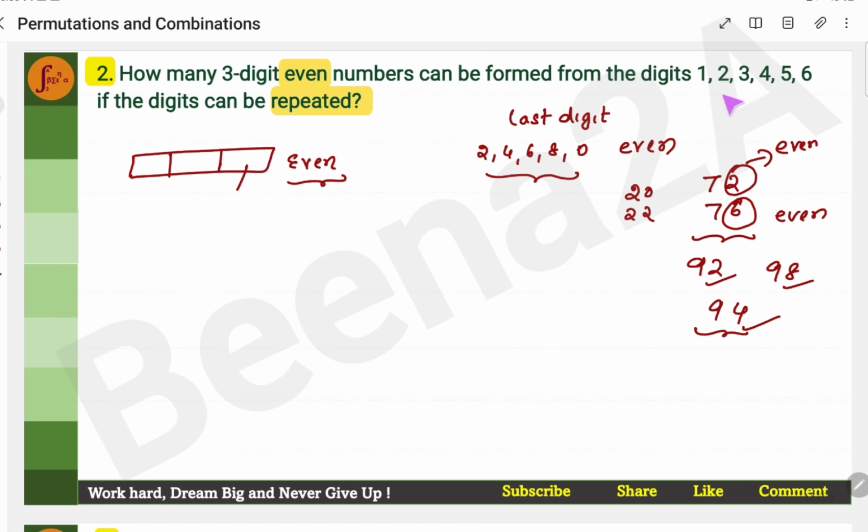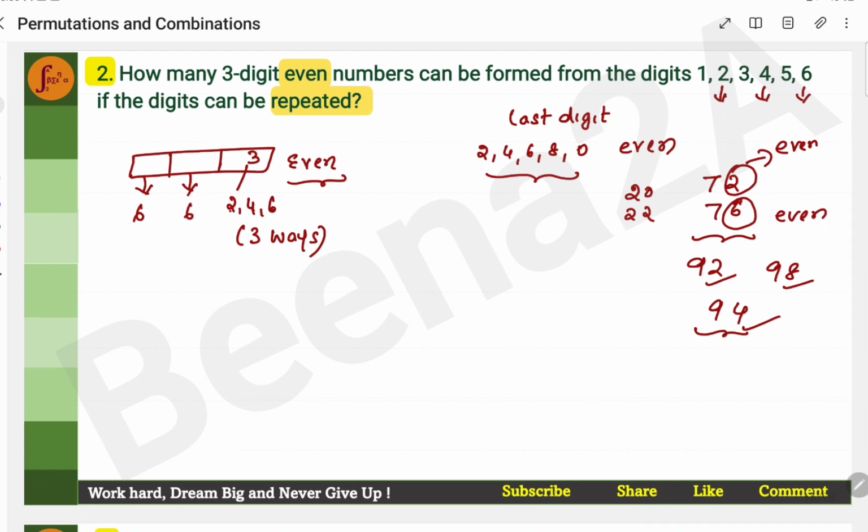So last digit, you have 2, 4 and 6, right? In this entire list of digits, 2, 4 and 6 can be placed here. It can be 2 or 4 or 6. How many ways? 3 ways. Now, I have chosen one digit here, right? So, let's start with first digit. For the first digit, how many digits I have? 6 digits, right? Though I have chosen one here, I have still all 6 digits because repetition is allowed.